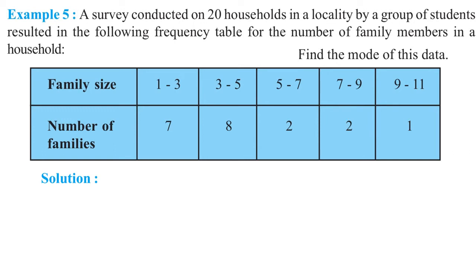The maximum class frequency is what? 8. This is the maximum class frequency. And the class corresponding to this frequency is 3 to 5. So what is our modal class? 3 to 5. What is our maximum frequency? 8. So now we can try to figure out the variables of the mode formula and plug it into the formula and find out what is the mode of this frequency distribution table. So let's go ahead with that.